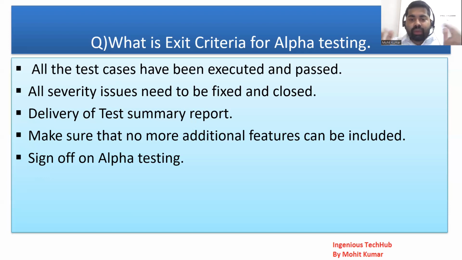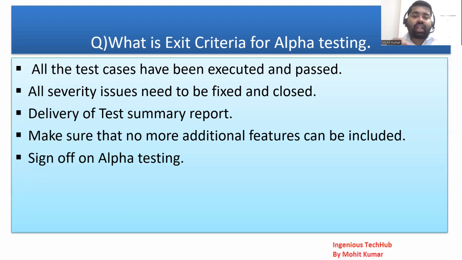You have the complete summary report, which we can share with our stakeholder, with how many test cases we have, how many test cases passed, how many test cases are automated, and how many are manual. This whole summary we can create as per our system requirement. Make sure that no more additional features are included. Whatever we have done is already done; here we are not adding any additional features, we just focus on our fixes and sign off on the alpha testing.